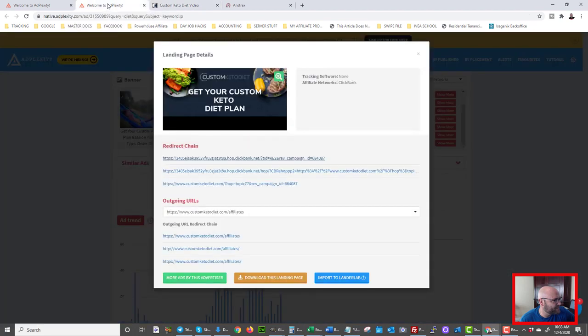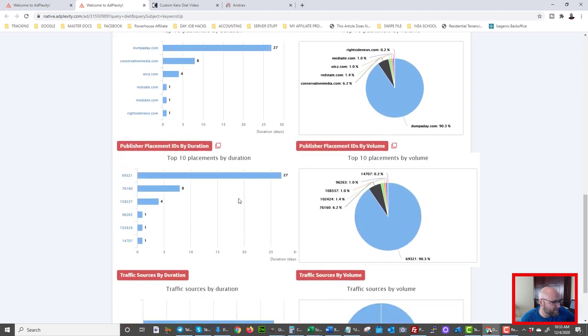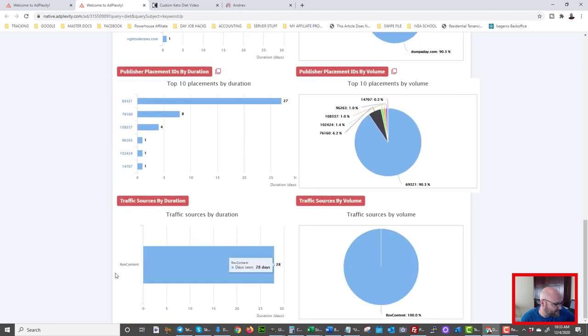And you can actually start to filter and look at what ad platforms simply by looking in here as to what platform they're actually using. Okay, so this one is Rev Content, so very easy to do.